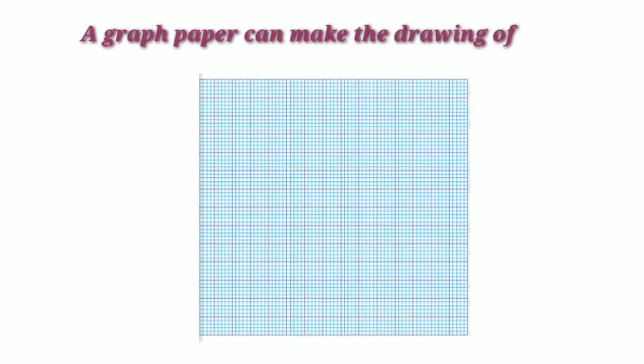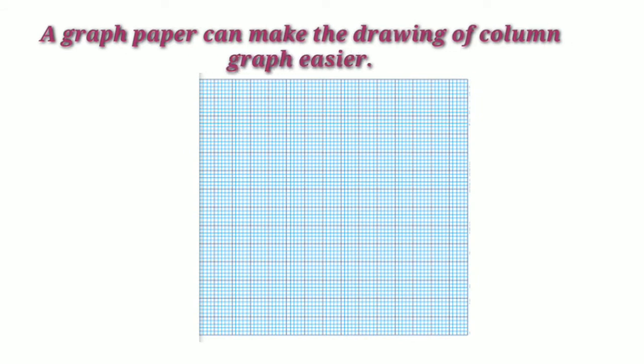Children, to prepare bar graph, we'll use graph paper. You all are familiar with it. A graph paper can make the drawing of column graphs easier. It has horizontal and vertical lines marked across it. The space between the lighter lines is 1 mm, while that between the darker lines is 1 cm.